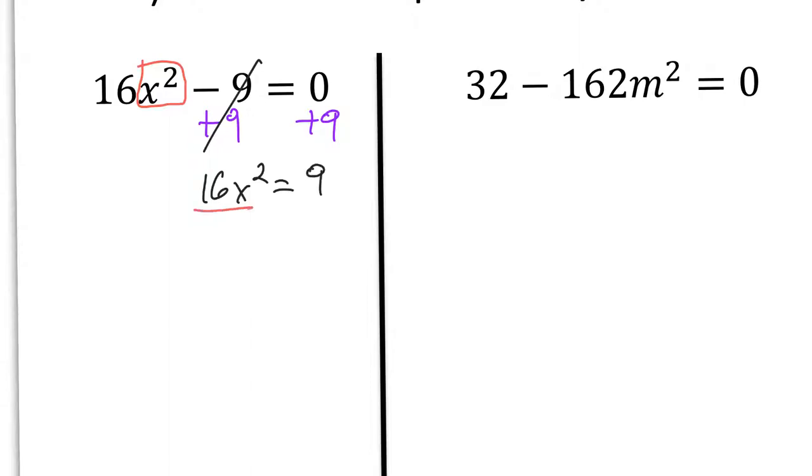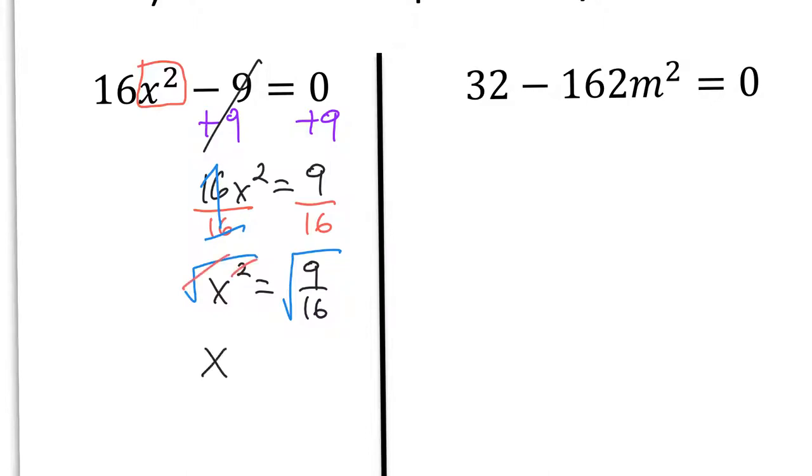I'm going to divide by 16 because I want the x by itself. This turns into 1. So we have x squared equals 9 over 16. Now, notice the x doesn't have a number next to it, but it does have a square. So this is where the property comes in. You will take the square root of the two sides. And that's why it's called the square root property. So I take the square root on this side, and whatever you do to one side, you do to the other side. So the square root and the square cancel.